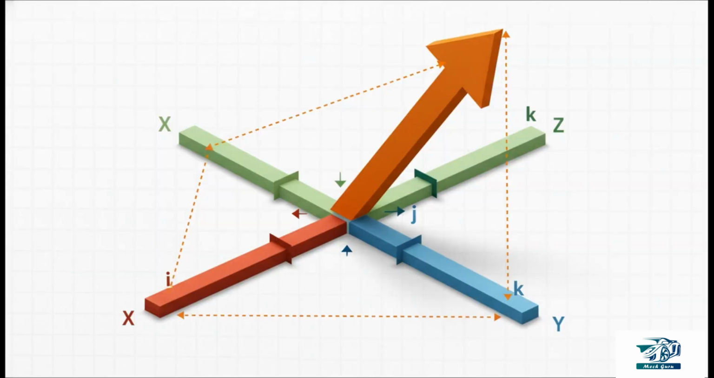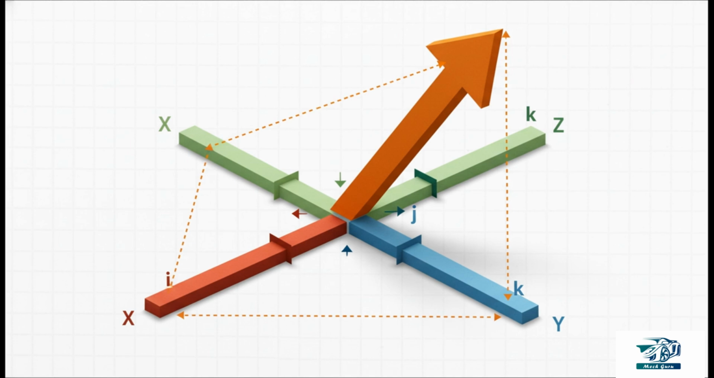First, you set up a 3D grid with 3 axes at right angles to each other, X, Y, and Z. Now, you can take any force, no matter which way it's pointing, and break it down. You just ask, how much of this force is pushing along the X-axis, how much along the Y, and how much along the Z? Those are its rectangular components.